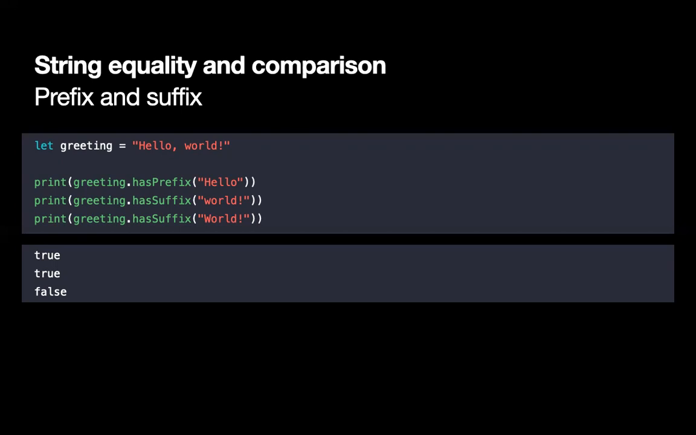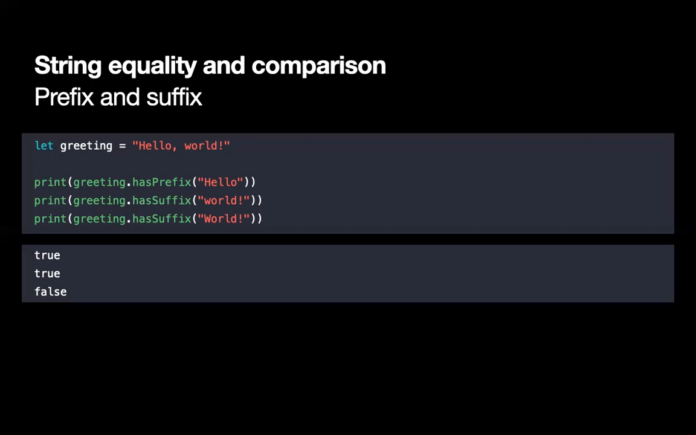Similarly, we can also check the suffix by using greeting dot hasSuffix. It will be checked for the suffix. If it has the suffix world, if it matches the string suffix, then it will return true, otherwise it will return false.